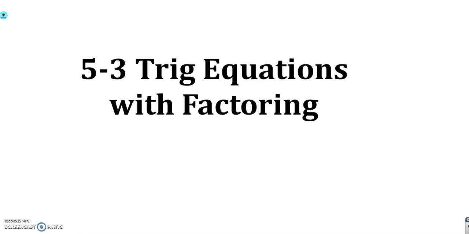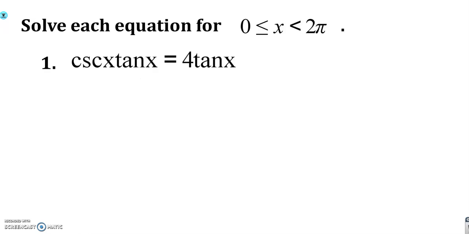We are going to solve trig equations by factoring today. When you're looking at an equation, how you know you're going to have to factor is if you have different types of trig functions, like secant and cotangent, in the same equation, or you have different degrees of the same trig function, like a sine squared and a sine. So let's look at a few examples.